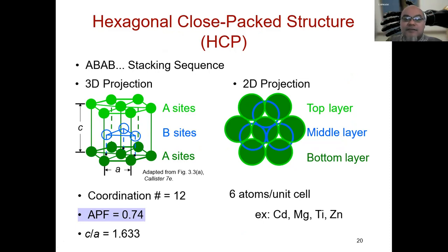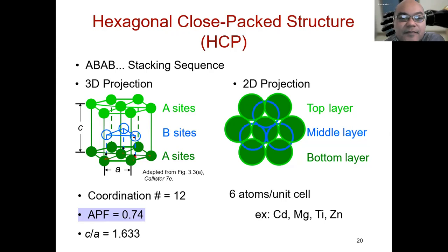After the first layer A, we stack the second layer in the space between the first layer atoms. Then the third layer is stacked exactly above the first layer atoms. That is why the stacking sequence is called ABAB. So like this is the A side. The atom here is located just at the space between these three atoms. 1, 2, 3 atoms.